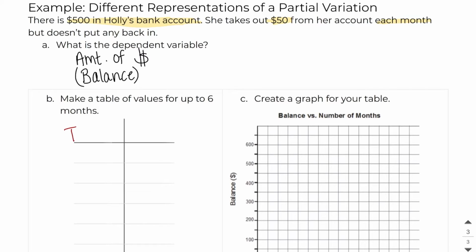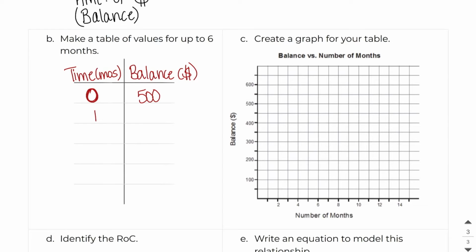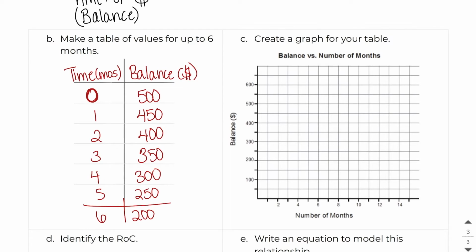So right here, we're going to say time in months and balance in dollars. And it's really important that we always put 0 here to see what our corresponding Y value will be at that point in time. And we know at the beginning of this situation, she had $500. Then after 1 month, her balance goes down by $50. So now she has $450. After 2 months, it went down by another $50. After the 3rd month, it went down by another $50. 4th month, another $50. This is what our chart will look like.